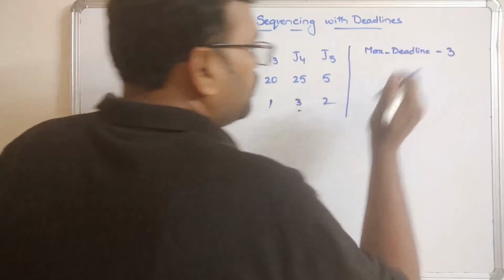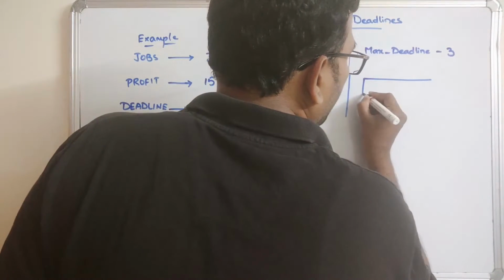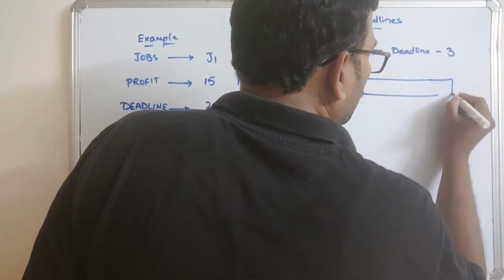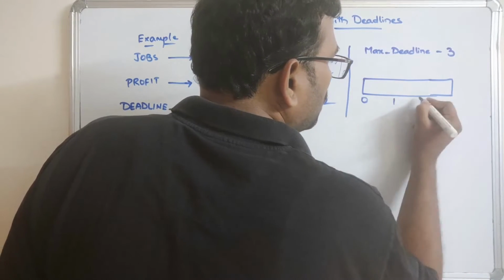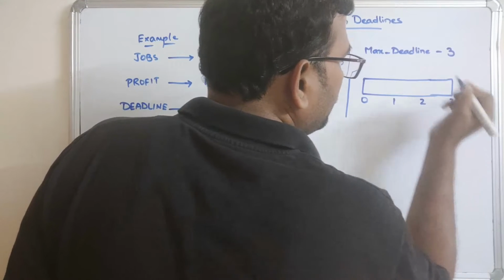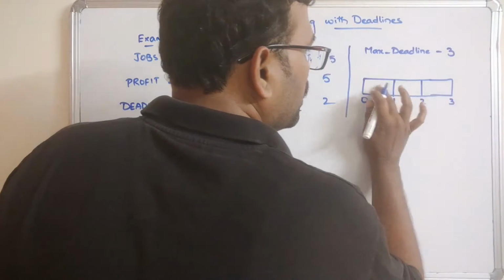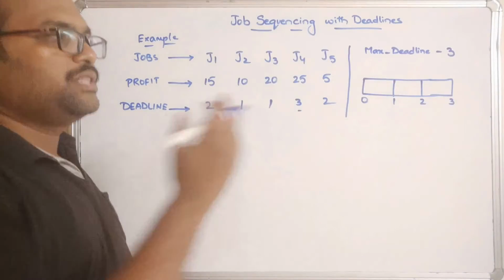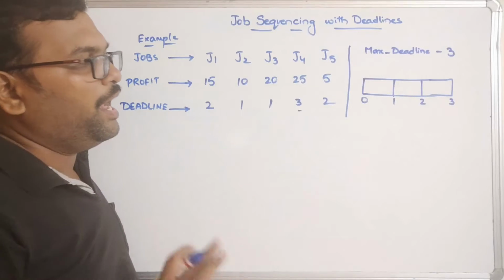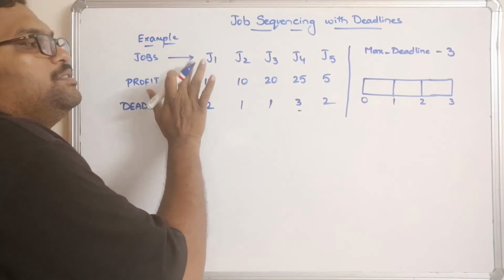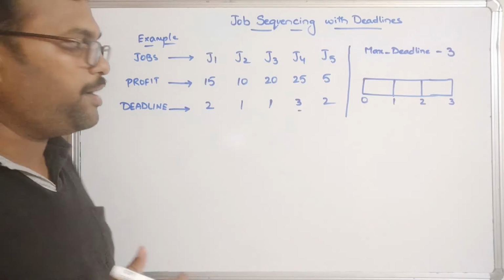Now we have to draw the Gantt chart. Gantt chart means we need to draw this one. So this is a Gantt chart: 0, 1, 2 and 3. This is 1, this is 1, 2 and 3. So 3 units. You can assume that this is 3 units. And we need to complete the jobs with the higher priority, with more profit, right?